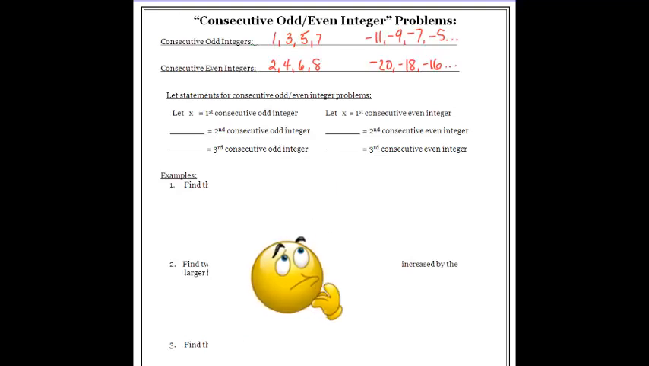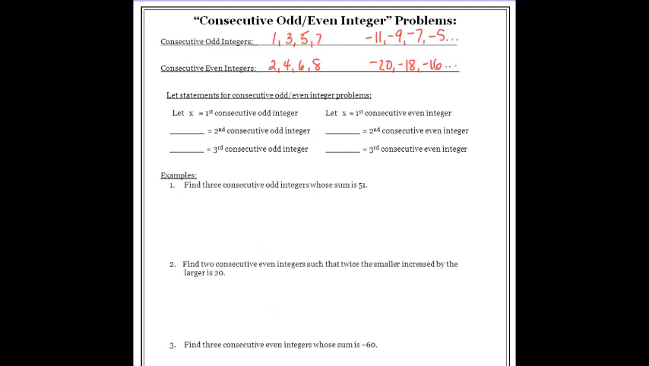If I start with x as my first consecutive, let's do evens first. What's going to be the next consecutive even number? That's going to be x plus 2. And the third consecutive, x plus 4. And the fourth consecutive, x plus 6. And x plus 8. And on and on and on. Now if I do odd integers, the difference between one consecutive integer to the next is a difference of 2.